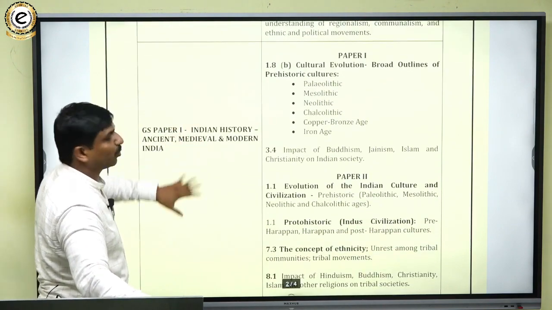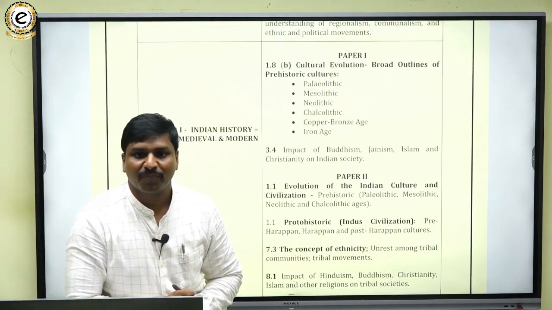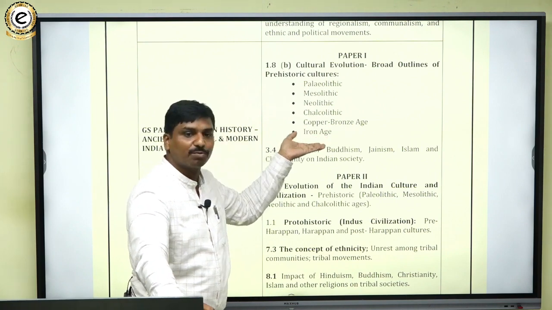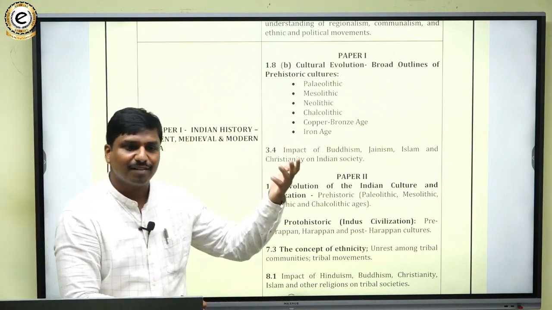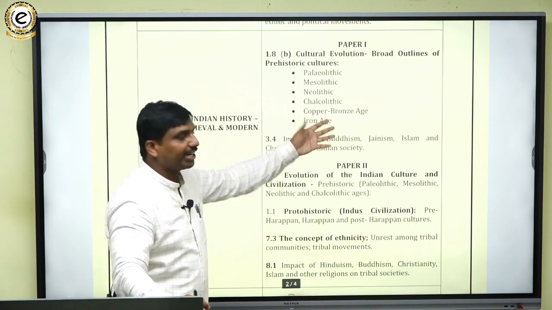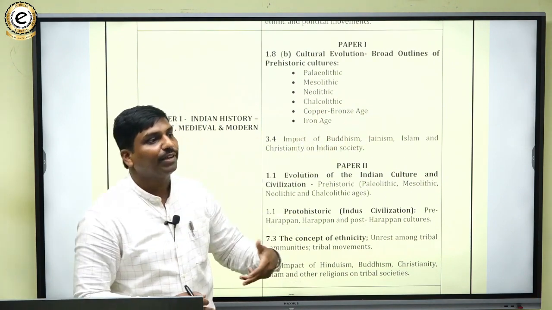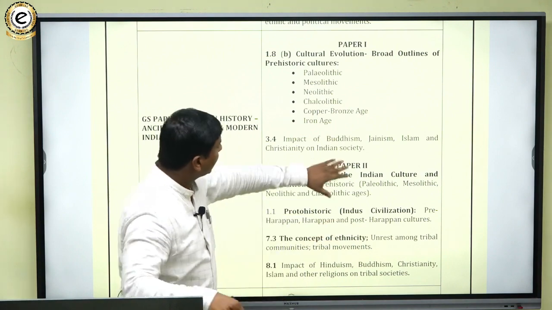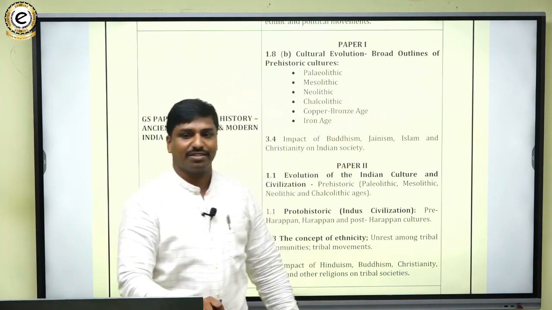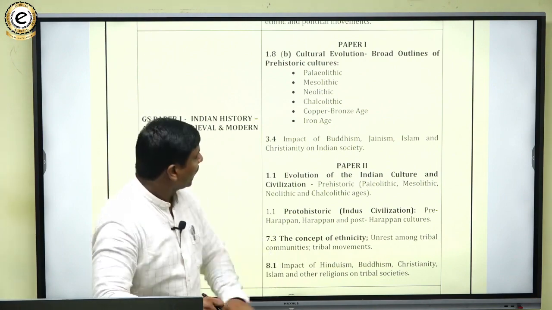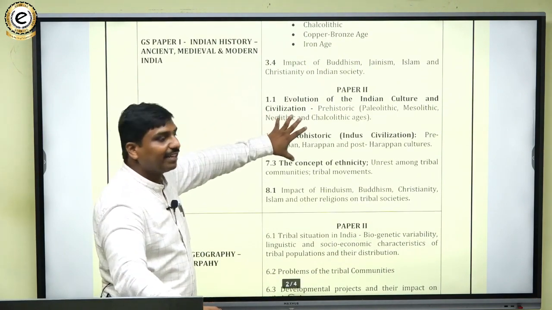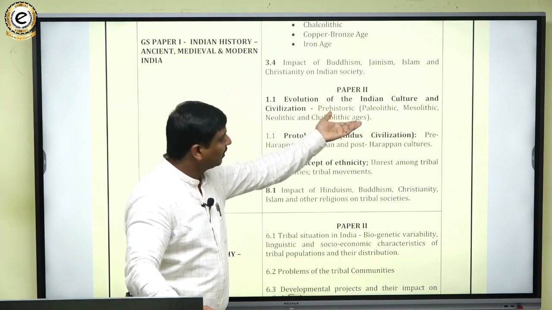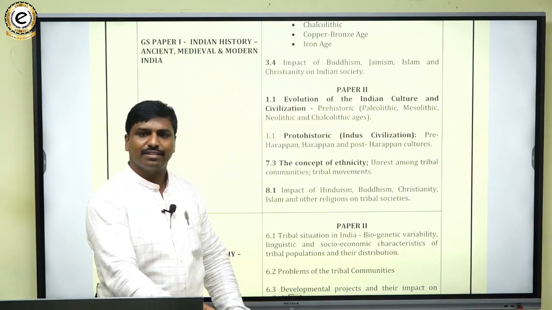Then if you see the history portion from the GS section, we will study here about Paleolithic, Mesolithic, Neolithic, Chalcolithic, Copper Age, Bronze Age, Iron Age, all these things we will study there also. Then you will study Buddhism, Jainism, how Islam entered India, and Christianity, all those things. And here we will systematically study the impact of those religions on Indian society. We will also study things like Harappan culture, the Indus Valley civilization, and the Paleolithic, Mesolithic, Chalcolithic ages.